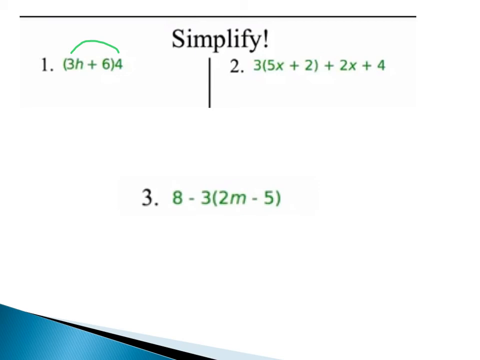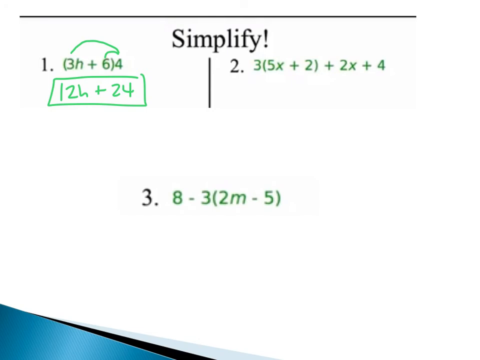So 4 times 3h is going to give me 12h. Then I'm going to take 4 and distribute that to the 6. By multiplying 4 times 6, that's going to give me plus 24. And that's simplified. I can't add those two things together, but now this is simplified. I got rid of those parentheses and multiplied those things together.